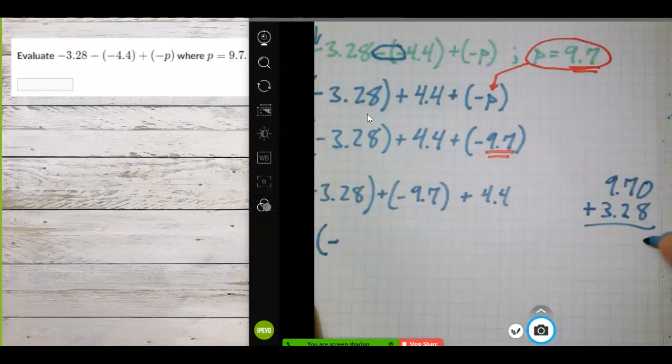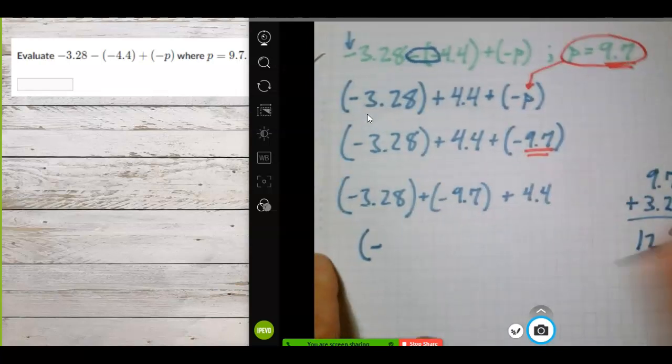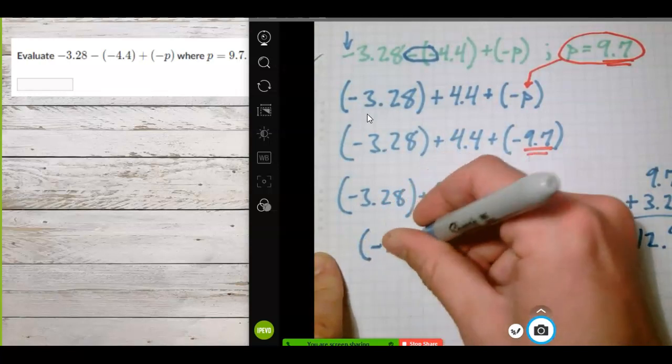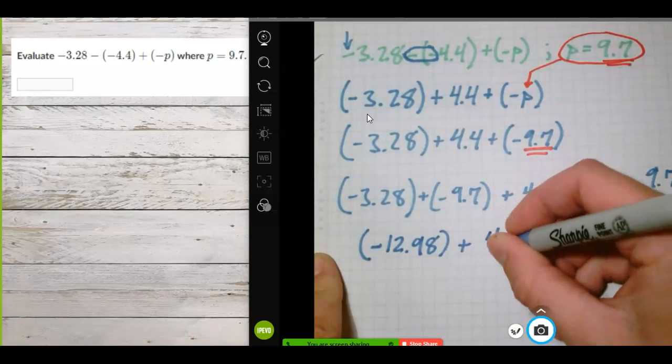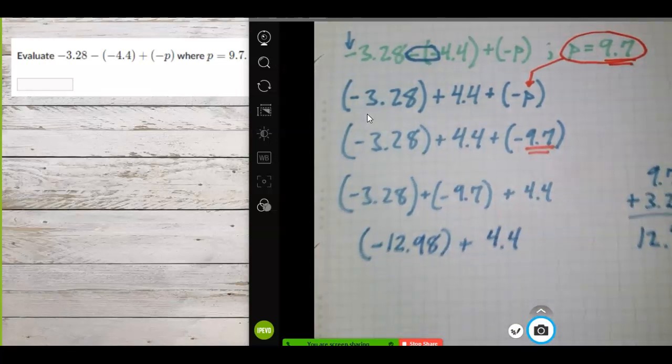All right, so 0 plus 8 is 8. 7 plus 2 is 9. 9 plus 3 is 12, right? Yeah, I think. Negative 12.98. Oh no, I'm thinking the bad guys might win here. Yeah, the bad guy's stronger.